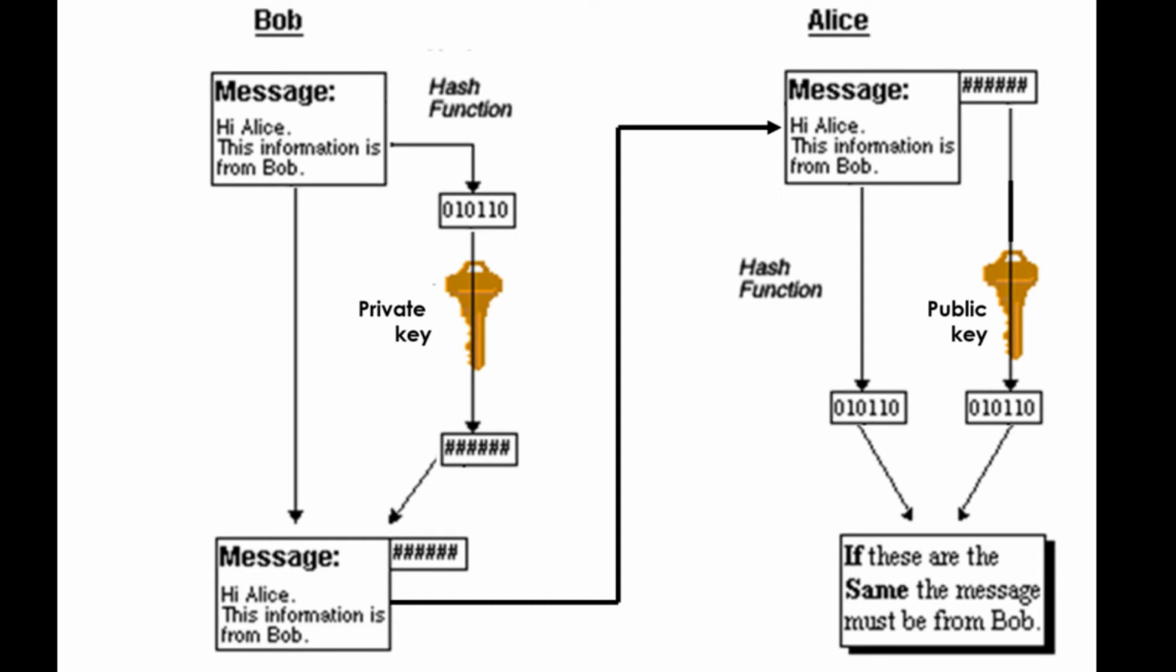Now Alice got Bob's message, a plain text message, a digital signature, and Bob's public key. Alice takes the digital signature and decrypts it with Bob's public key. And then she takes the plain text message and passes it through a hash function. If both of the values are the same, that means that the message is truly from Bob. If they weren't the same, that means that the message has been forged by an attacker.